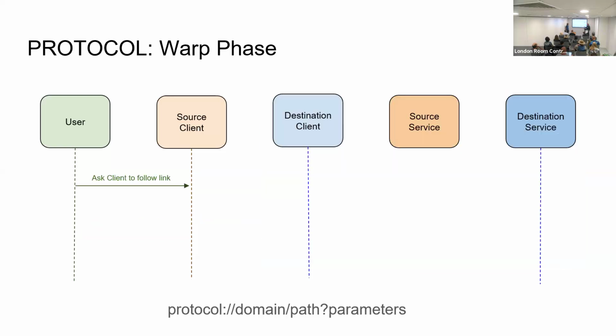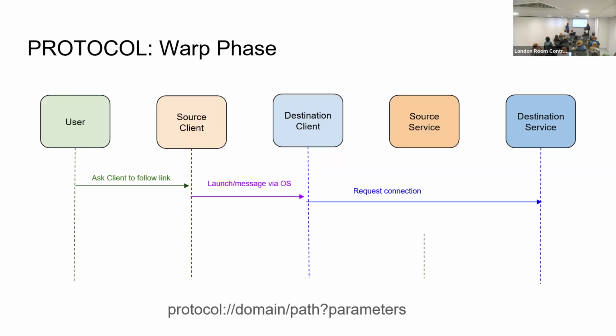Now, if you decide to go through the portal, you enter the walk phase, and the user says to the source client, where they're connected, please follow this link. The source client talks directly to the destination client, assuming you've got it already installed. If you don't, then it gets more complicated, still doable, but it launches the destination client.